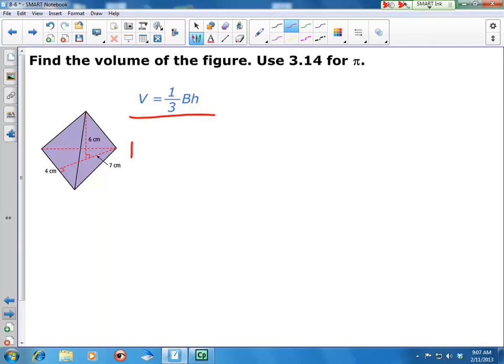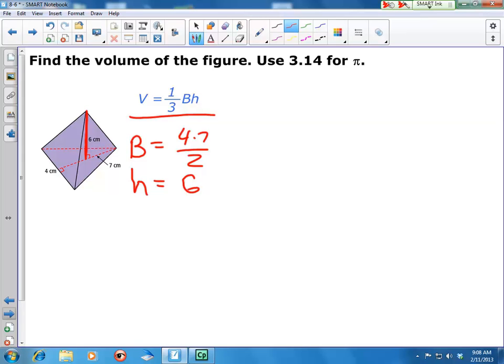So my big B on this one is going to equal our base times our height, which looks like 7, and our base is 4. So we'd have 4 times 7 divided by 2. Okay, and what is the height of our prism? Well, the height of the prism actually is kind of hard to tell in this picture. It's not a great picture, but the height is actually this line right here, which is 6. So we know that our height is 6.